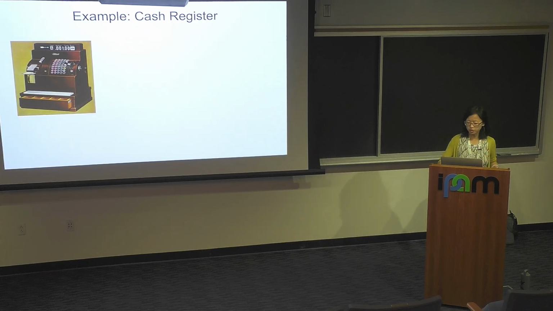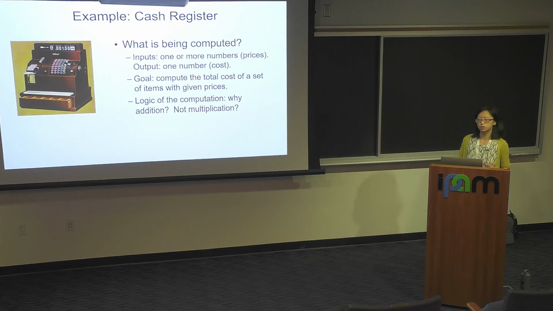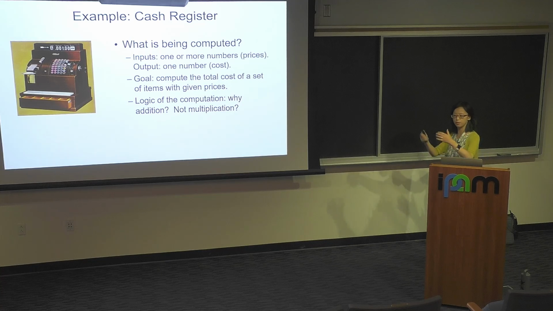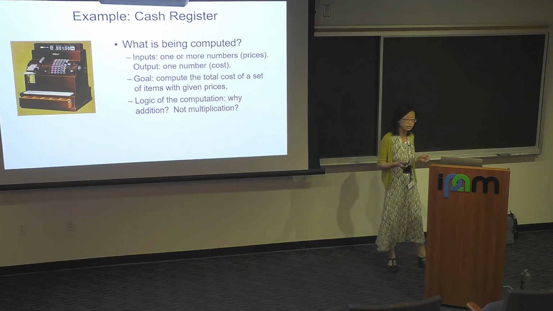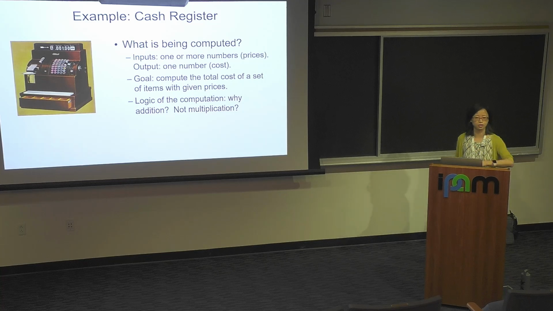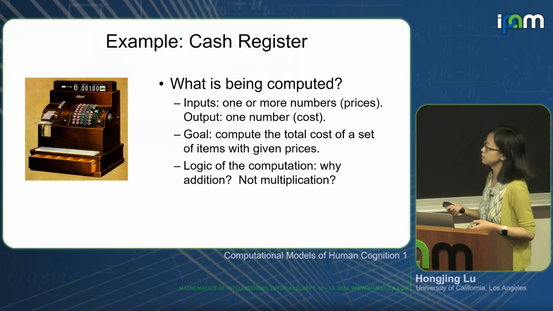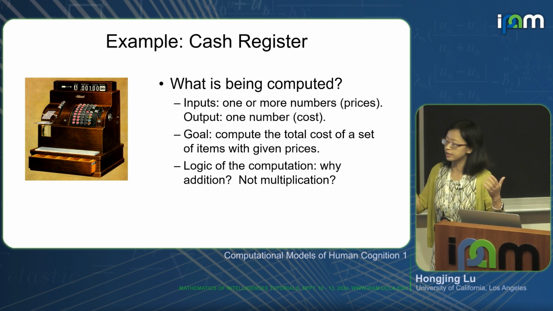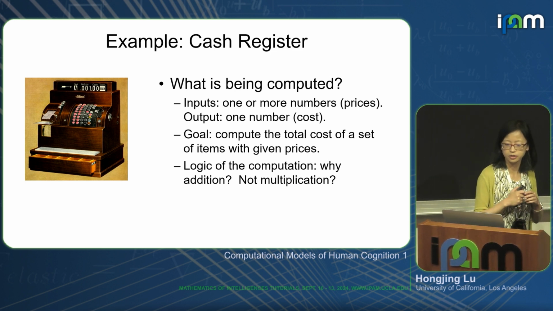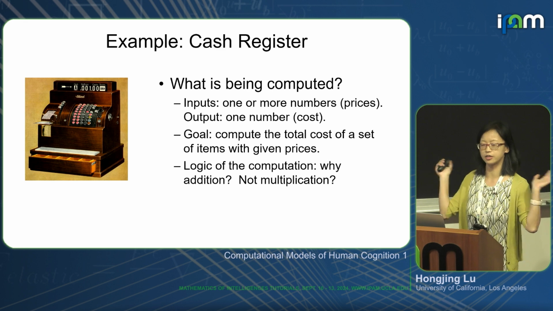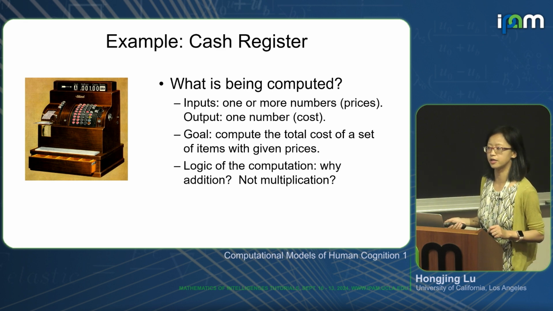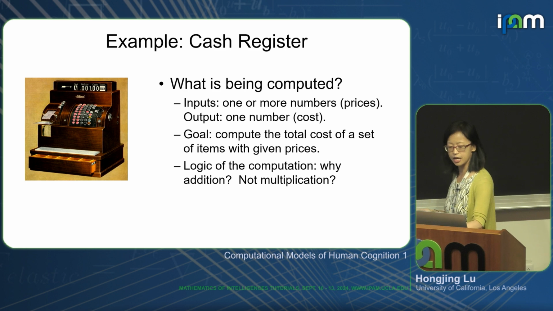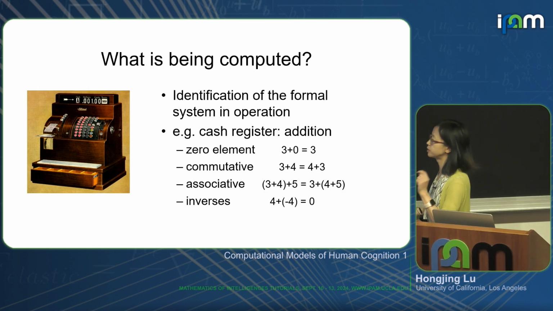For this particular system, it's very simple. What are the inputs? For this cash register, it's a bunch of numbers. You buy several items, and each item has a price. And the output, you want to have one number: you only want to pay the total cost. So the goal of this system is just to compute the total cost of the set of items, given the price of each of these items. Clearly, everyone knows we do addition. We don't do multiplication in this case. But now the question is, why do we do addition, not multiplication?